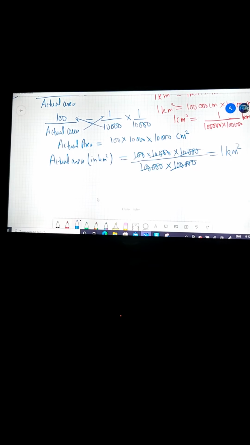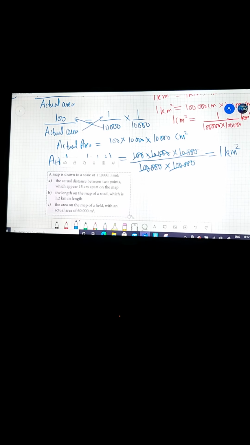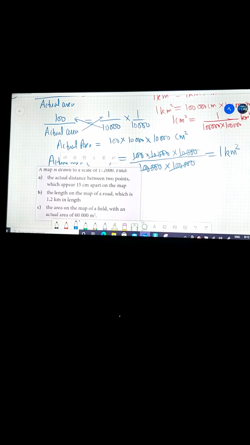So this is the question which I am going to share with you. So use the same method which I have explained above and try solving this question.